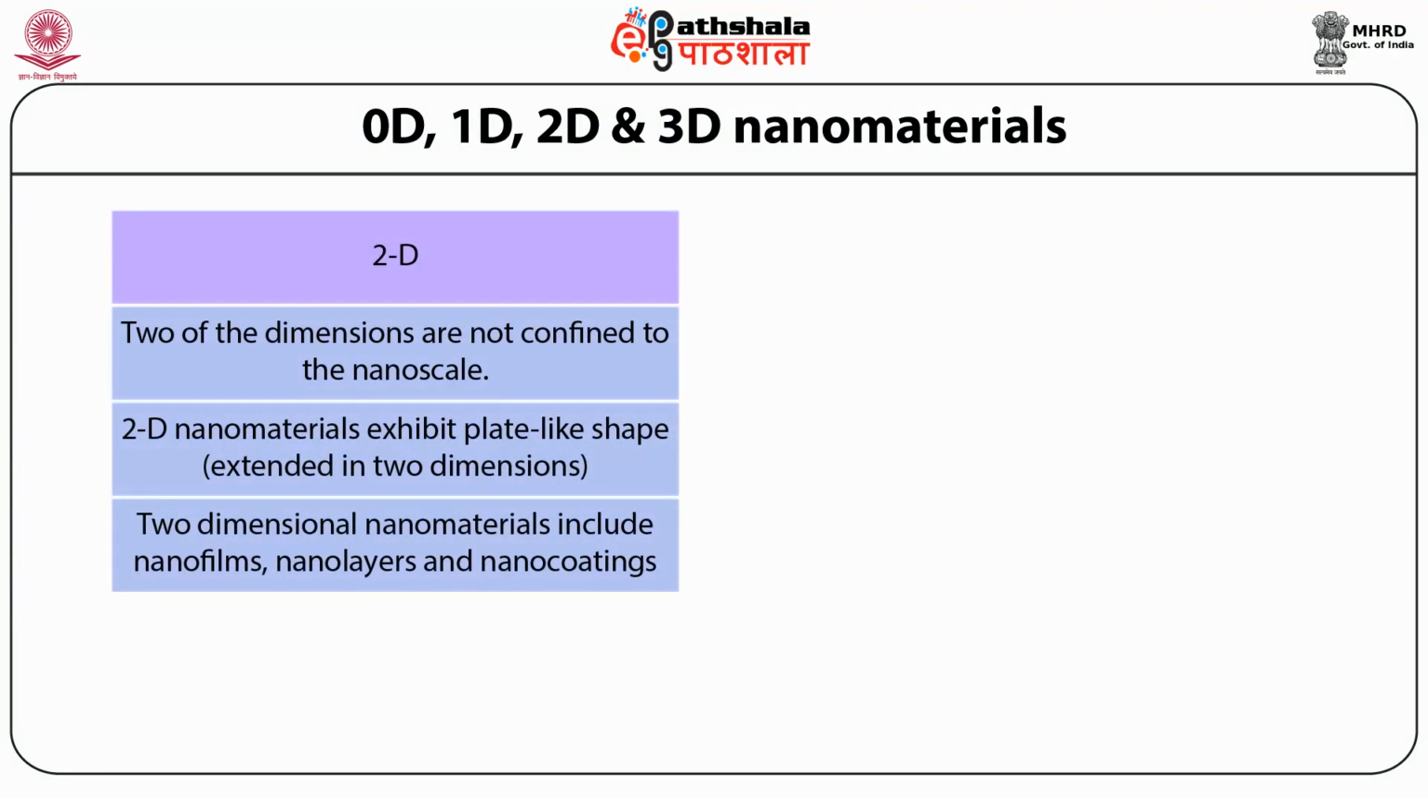2D nanostructure. In this case, the motion of the electron is restricted in only one direction and the rest of the two are free. Then the nanostructure is called a 2D nanostructure. Examples of such kinds of nanostructures are thin films, nanosheets, graphene, two-dimensional MoS2, WS2 and other materials.